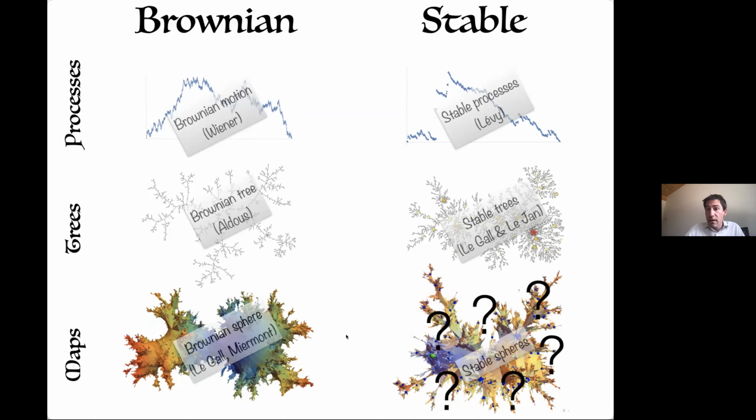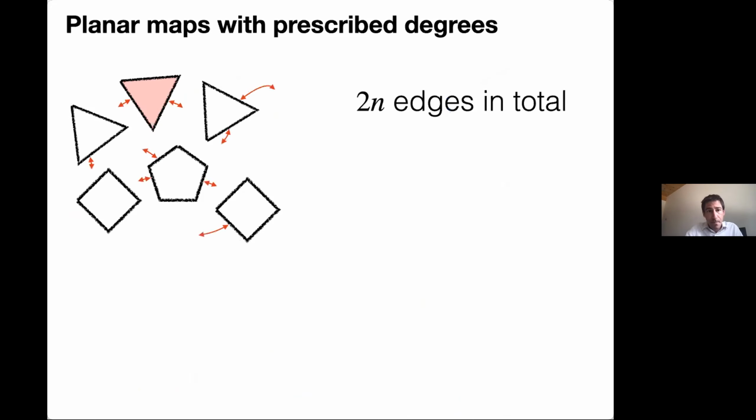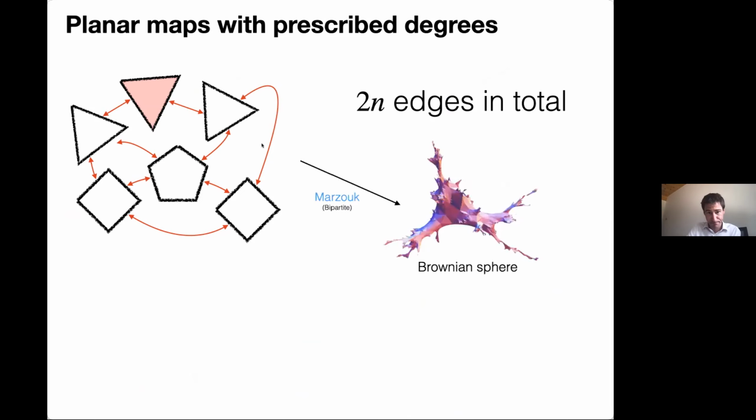And the goal of today is to look for this case of stable sphere or stable maps. Okay, so to define properly the model, let's go back with this gluing of polygons, but instead of gluing triangles, you will glue a sequence of polygons so that the total perimeter, the sum of all the perimeters of your polygons, is 2n. So you get n edges after the gluing.